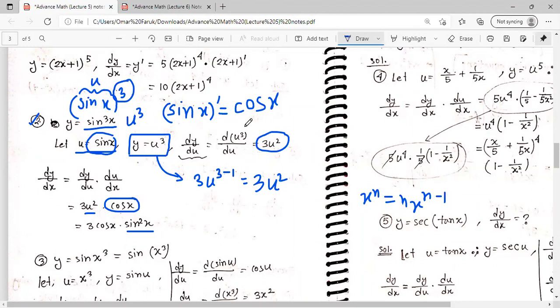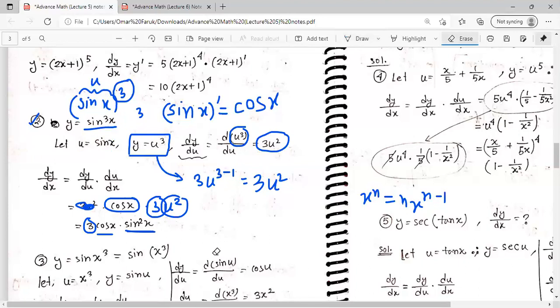So we can also write this here into 3u square. All right, so now you understand? This 3 is here, cos x is here, and u square means sine square, because we already imagined u will be sine x. Okay, Farin, can you understand?